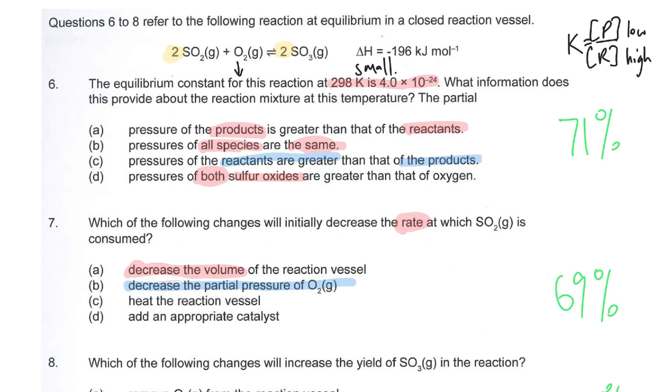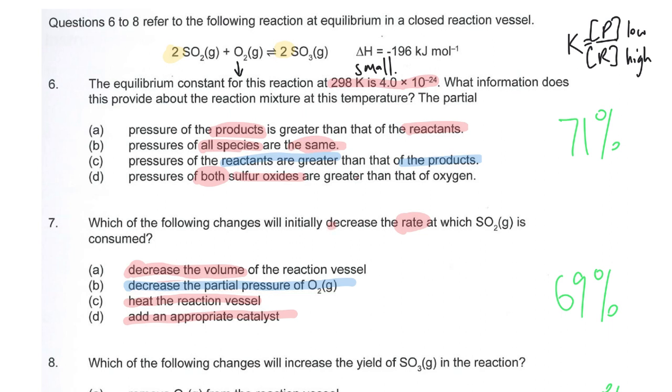Okay, heat the reaction vessel. That's not going to be good because you're going to increase both rates of reaction, even though the forward is exothermic and you're going to favor the reverse endothermic. It doesn't matter, because you're going to heat the reaction vessel. Both of them are going to increase, just one of them is going to increase more than the other. Okay, and then add an appropriate catalyst. Again, that's going to increase both rates of reaction.